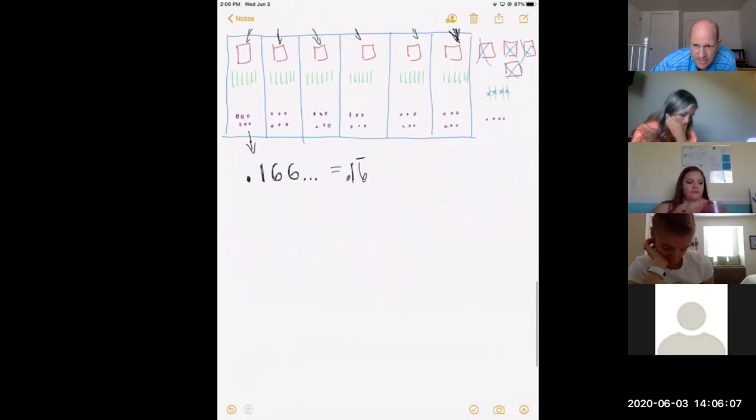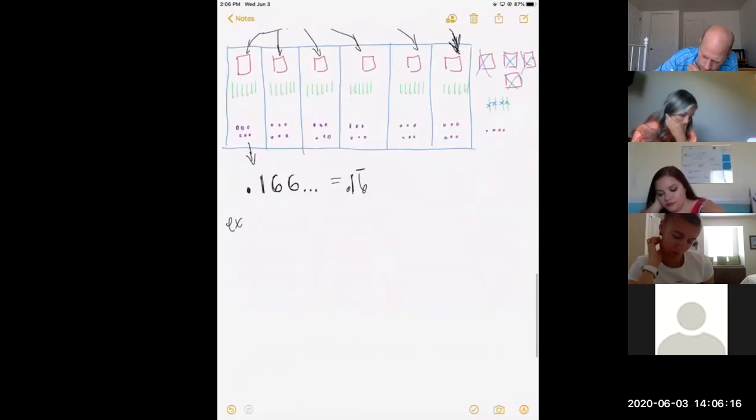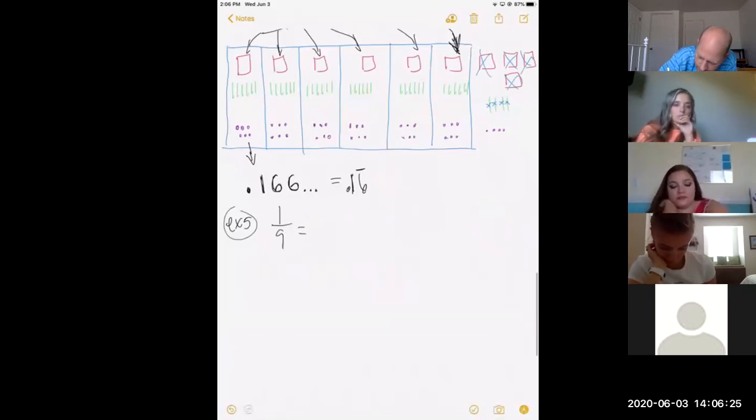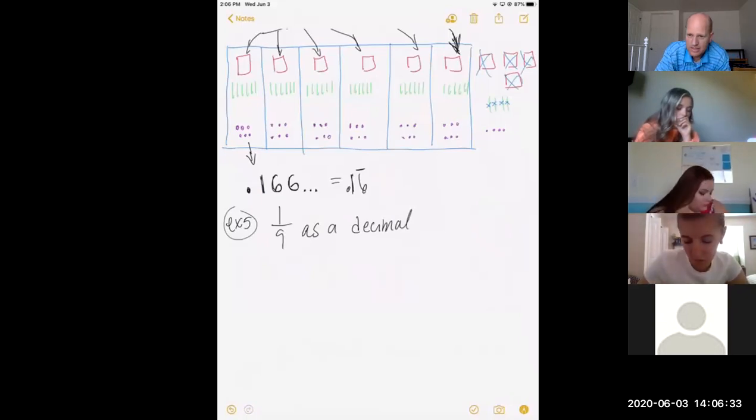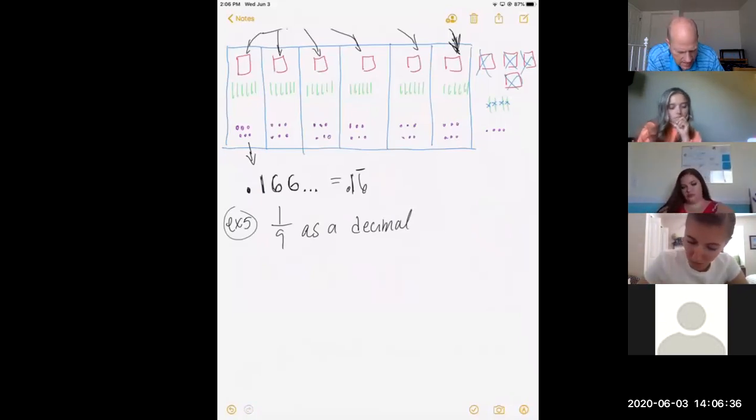All right, so let's go ahead. We've done this several times. Let's go ahead and think more abstractly for our next example. In this example, we are going to divide up or find out what 1/9 is as a decimal. Can anybody, I'll give you a minute to think, but once you have it, can anybody describe to me what you could do to find out what the answer is for 1/9 as a decimal? Describe how things would divide up.